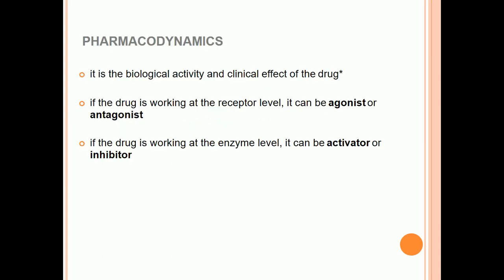Now let's see the general pharmacological principles, pharmacodynamics. Pharmacodynamics is the biological activity and clinical effect of the drug. If the drug is working at the receptor level, it can be an agonist or antagonist. If the drug is working at the enzyme level, it can be an activator or inhibitor, because the enzyme is solely responsible for activation or inhibition, while if the drug is working at the receptor level, it can be an agonist or antagonist.